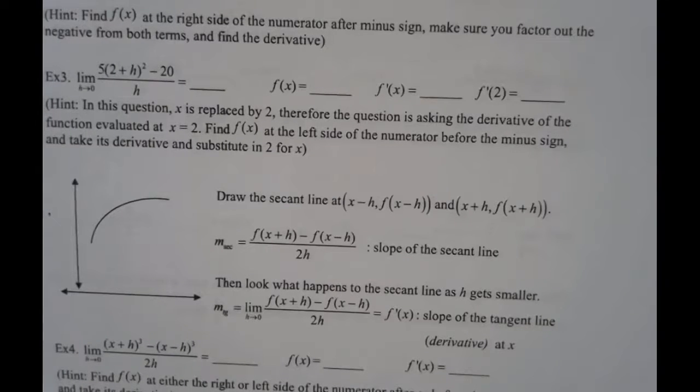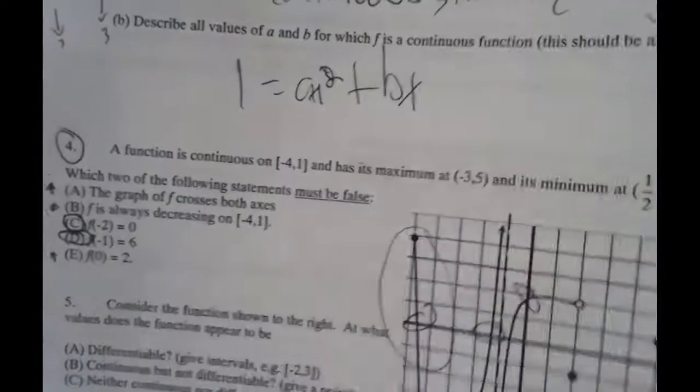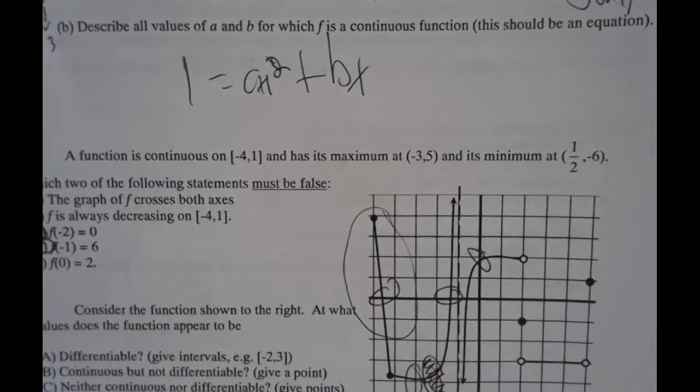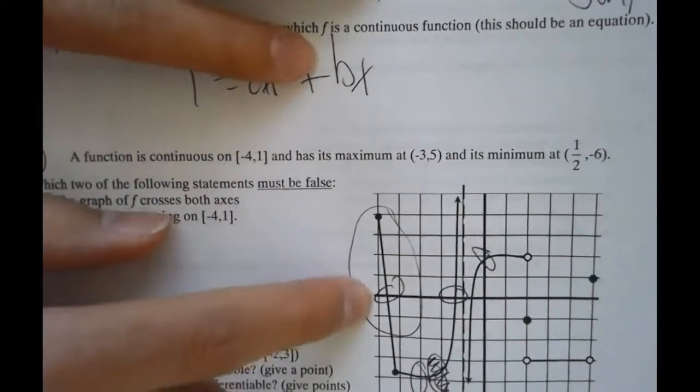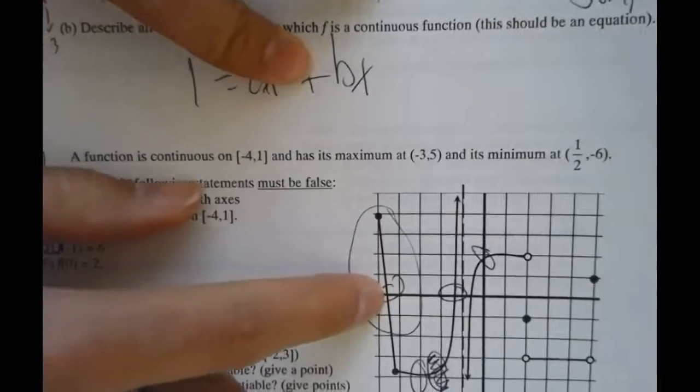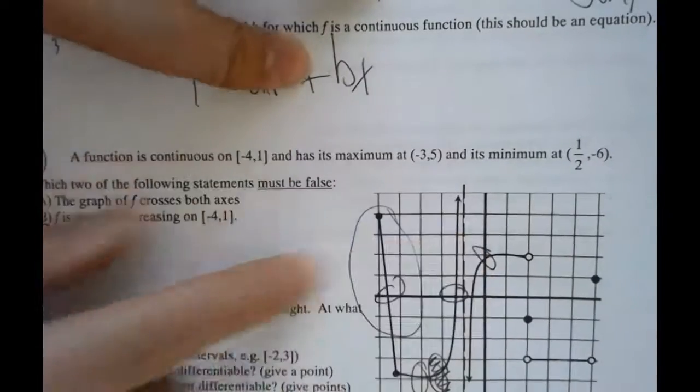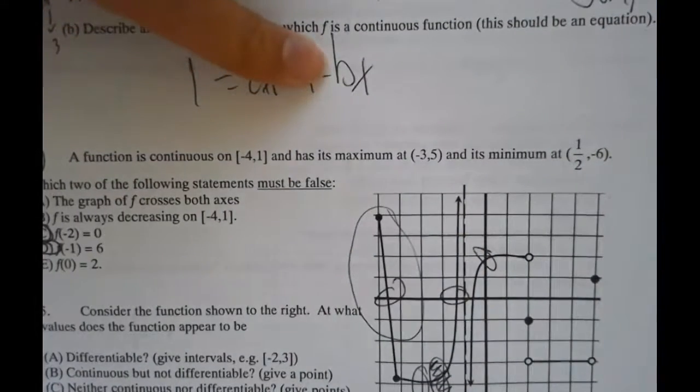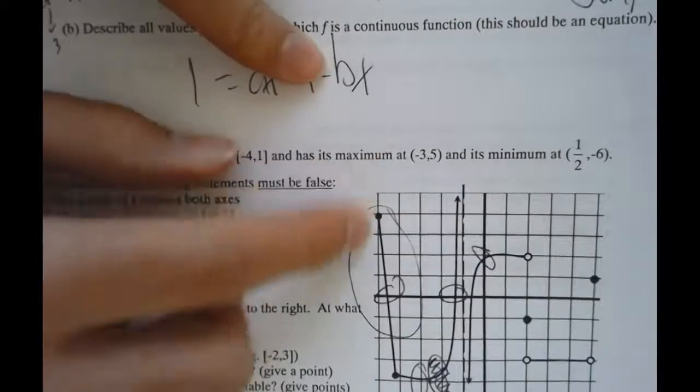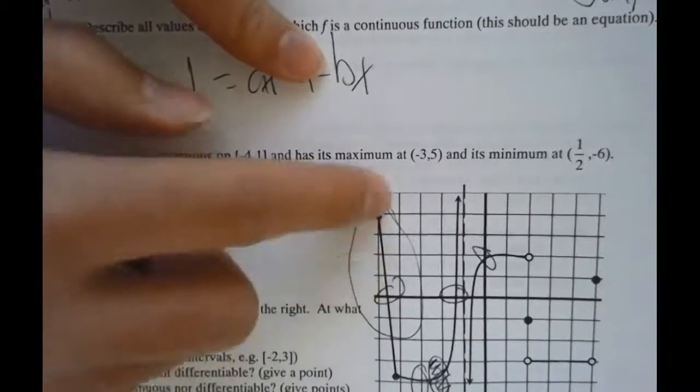Okay, number 4. I have C and D. It says which ones must be false, so tell me why the other ones are true. Let me show you here. The graph of f crosses both axes. As we see right here, we can see it cross the x, and right here it crosses the y. Second one down, f is always decreasing on -4 to -1, so -4 to -1 right here you see decreasing.